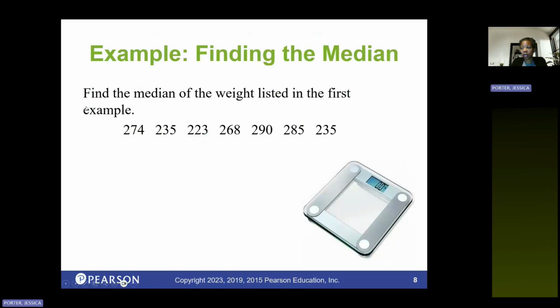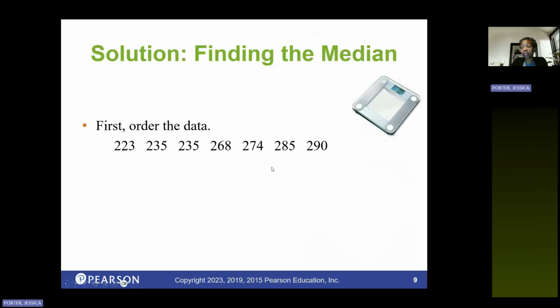So we want to find the median of our little data set. Okay. We got to first put the data in order. Then we got 1, 2, 3, 4, 5, 6, 7 data points. It's odd, so I want the middlemost point. So here, the middlemost point is going to be 268.